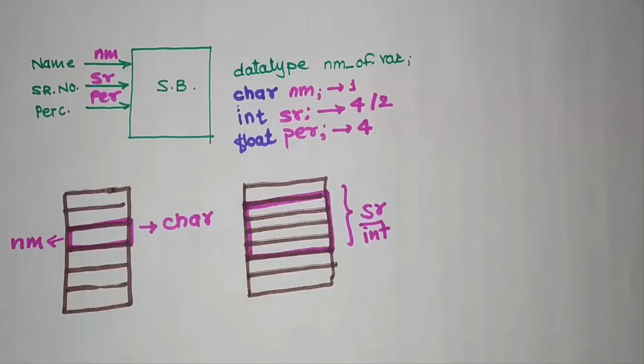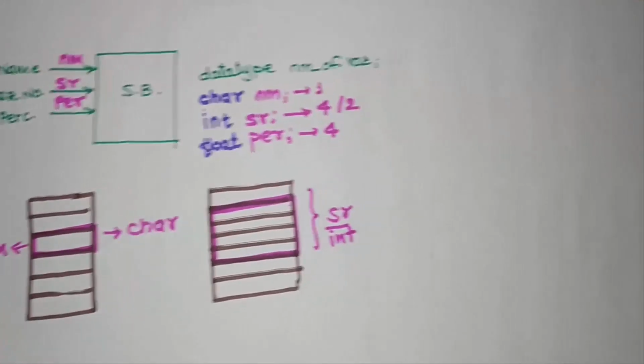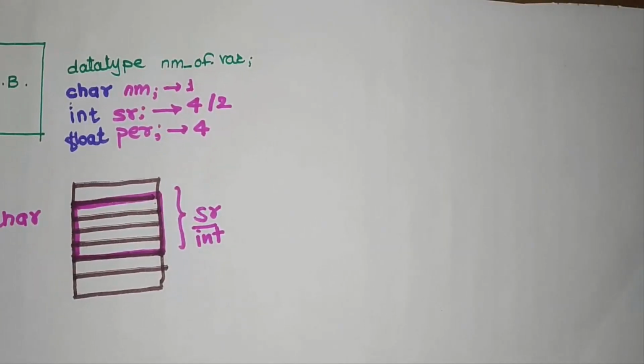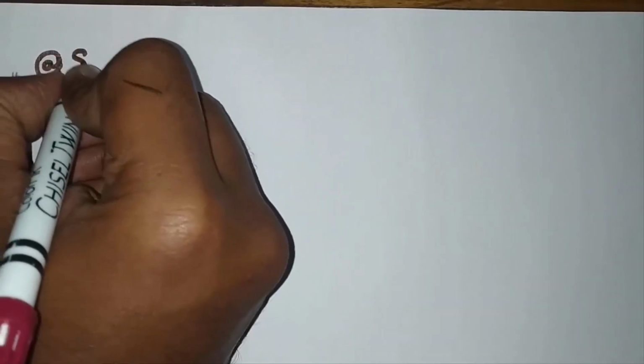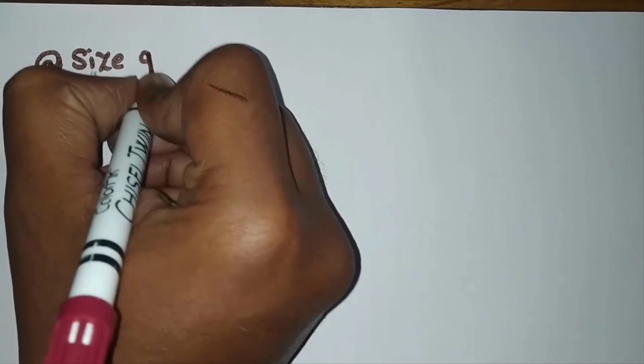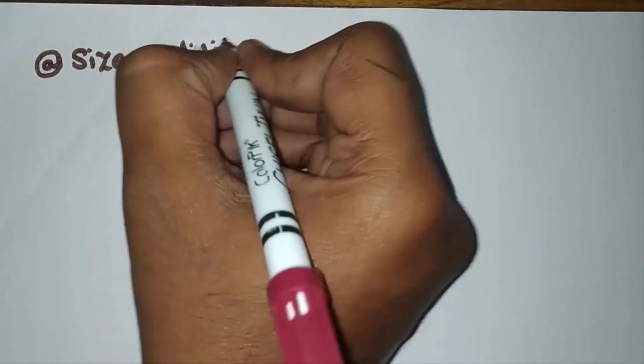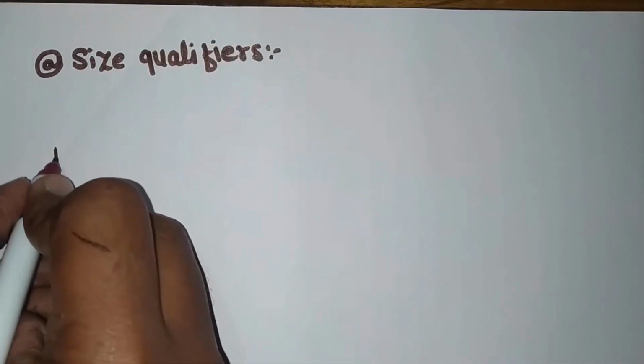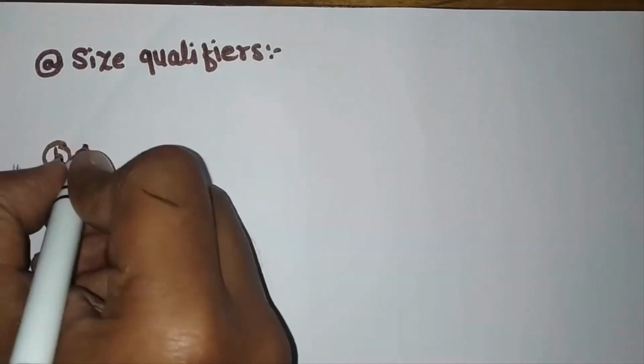Now there is another important concept associated with these variables, and that concept is called type qualifiers. There are two basic types of type qualifiers. The first one is called size qualifiers, and the second one is called sign qualifiers.